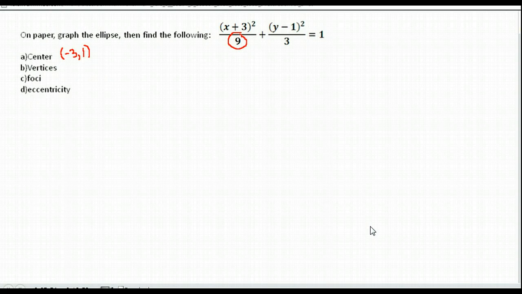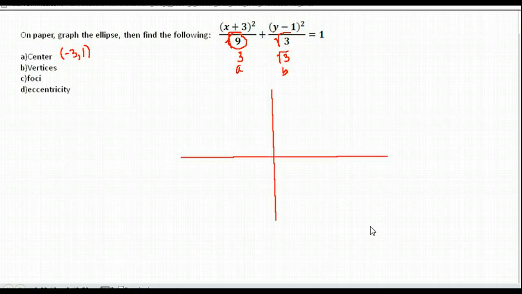Okay? So our A is the square root of 9, which is 3. Our B is the square root of this b squared here. Our B is the square root of 3. Okay, so there's our A and our B. Let's put our center on the graph and go from there. Our center is at (-3, 1).